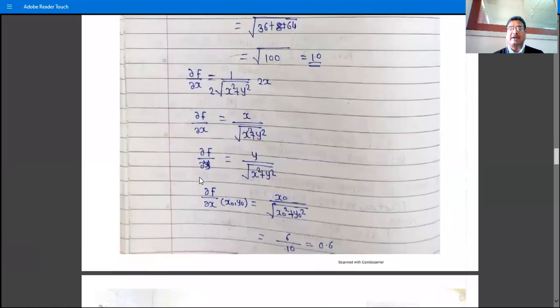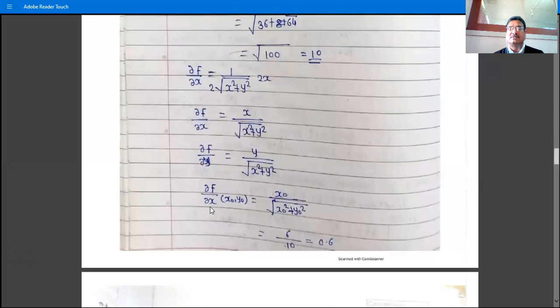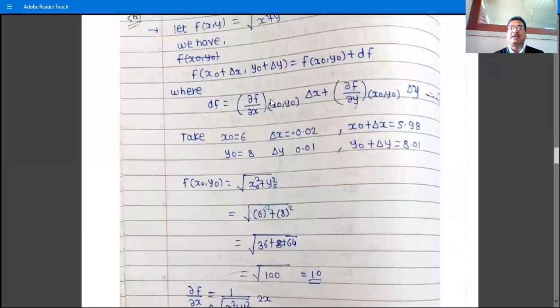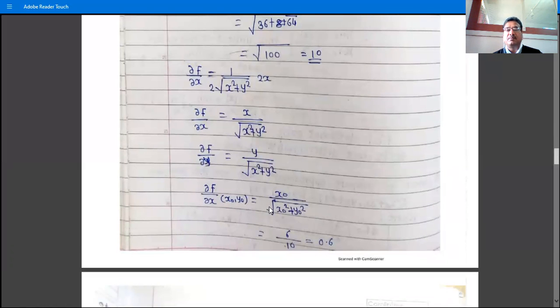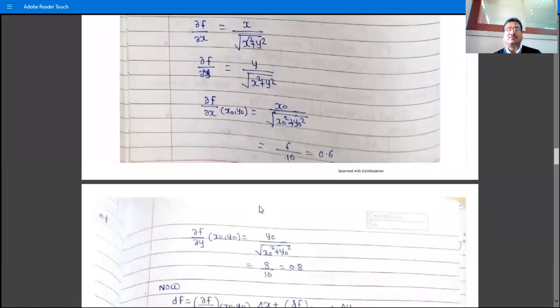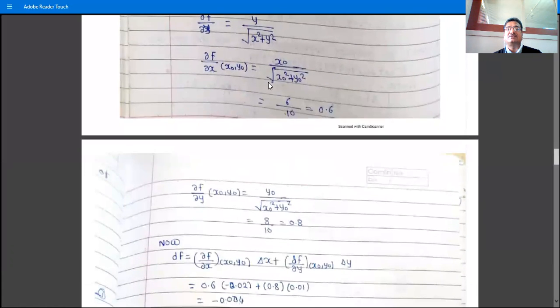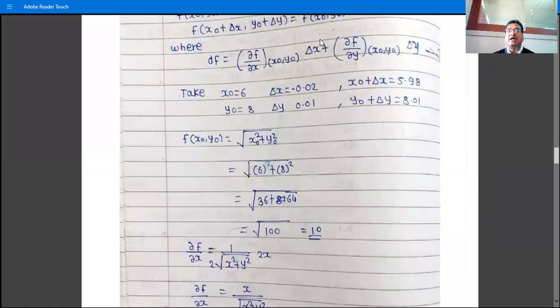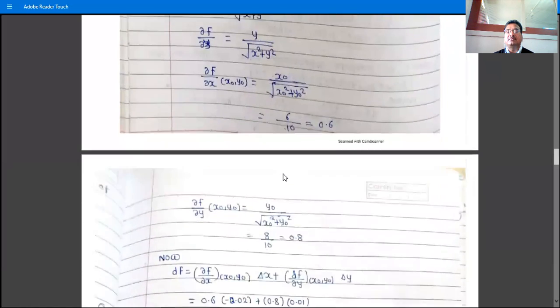So this is the partial derivative with respect to x, and the one with respect to y is this. Then the value of the partial derivative with respect to x at (x naught, y naught), that is at the point (6, 8), substitute x as x naught and y as y naught. So it is x naught divided by root of x naught square plus y naught square, and substituting x naught as 6 and y naught as 8, we have the answer 0.6. Similarly, the value of the partial derivative with respect to y at (x naught, y naught).